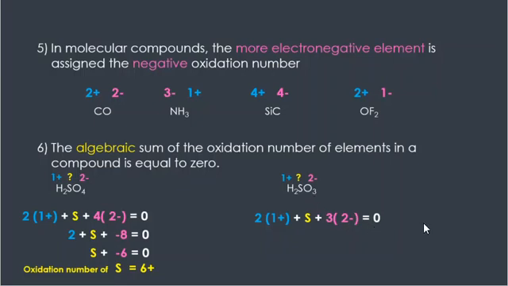We're going to multiply first. Okay, and now combine like terms, 2 minus 6. That's going to give you -4. Add 4 to both sides to solve for S, and you get +4 for your oxidation state of sulfur.